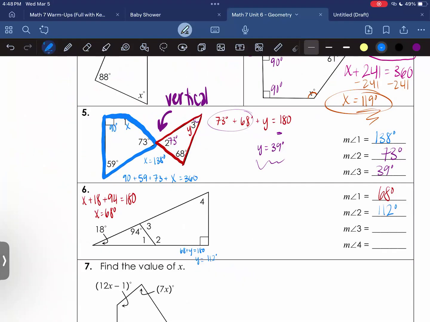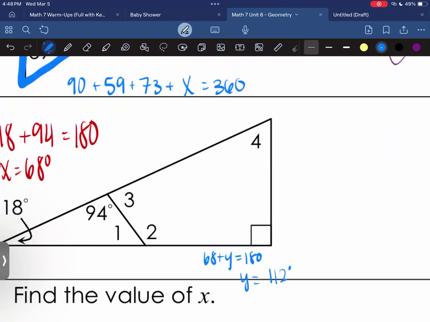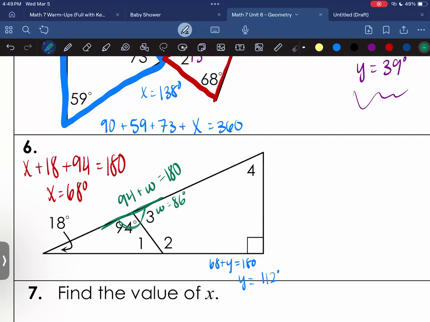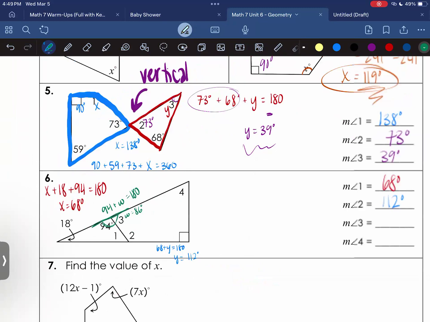All right, now we can go ahead and do number 3. Okay, again, this is a straight line. So angle 3 and this 94 together, I'm going to call this W, should add up to 180 degrees because it's a straight angle. I drew it in green in case you can't see that. When we subtract, we get that W, or angle 3, equals 86 degrees. All right, so let's label that one over here. Now I'll remind you that this one was 112.